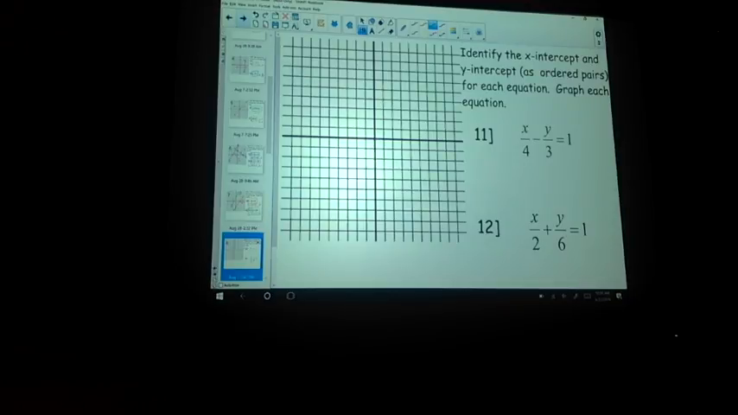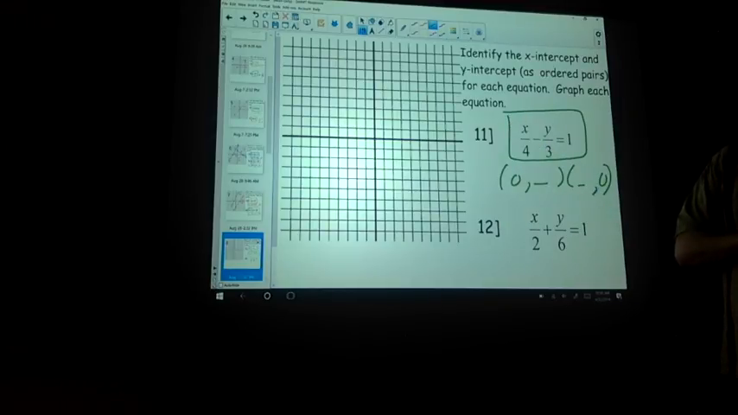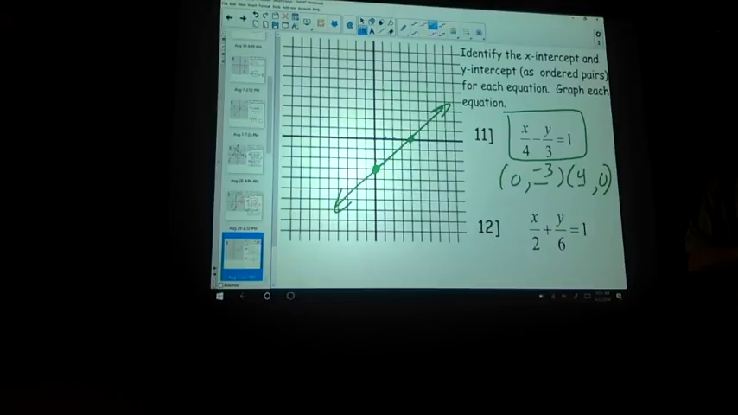Ready? We're going to identify the x and y-intercepts. So 0, comma, blank, blank, comma, 0. Okay, so that's an x value. So I'm going to cover. So negative y over 3 equals 1. I have to multiply both sides by negative 3. So y equals negative 3. All right, this is a y value. So x over 4 equals 1. So x equals 4. Increasing or decreasing? Increasing, because the slope has to be positive.